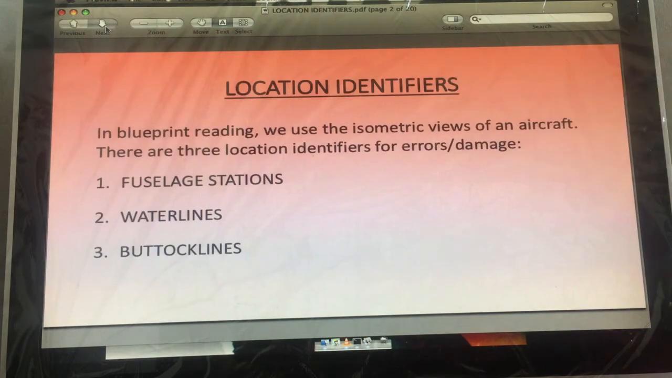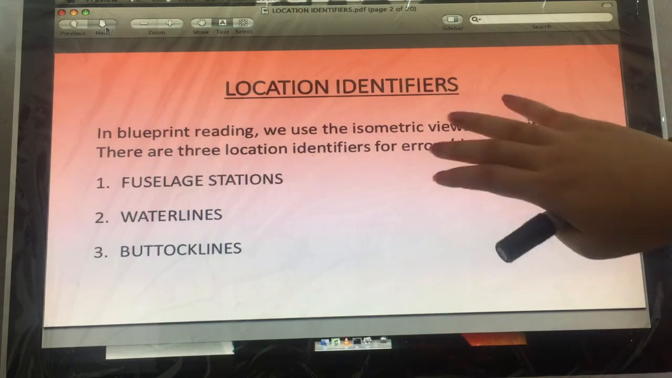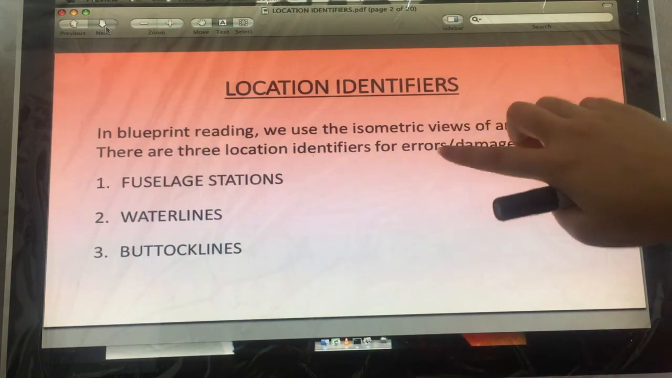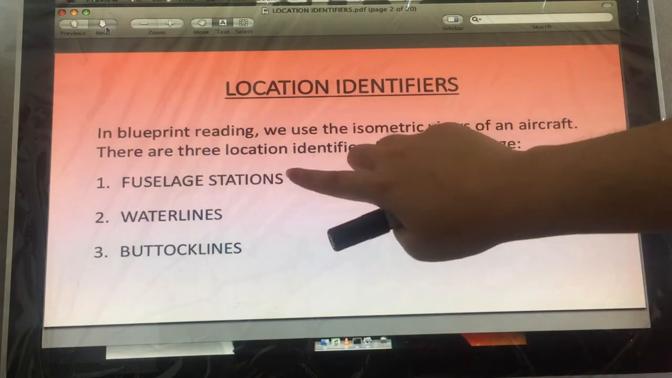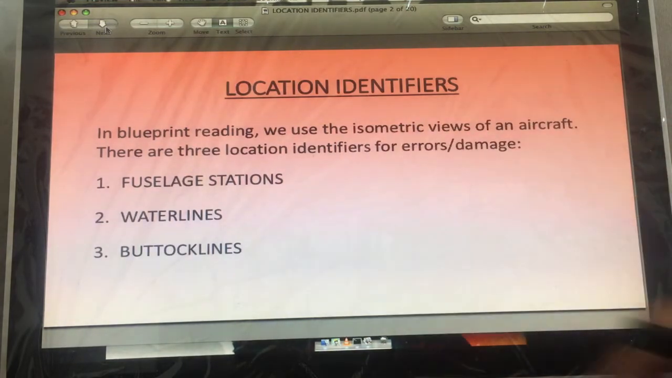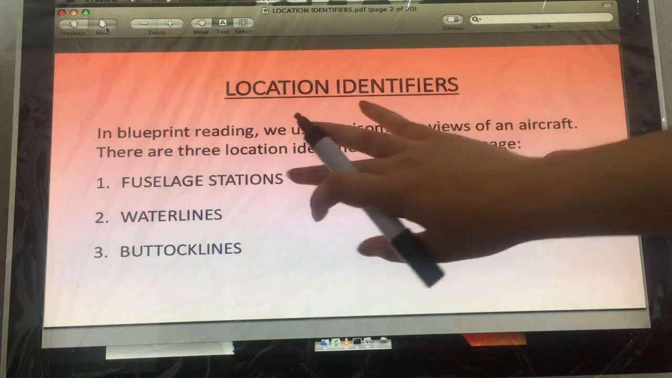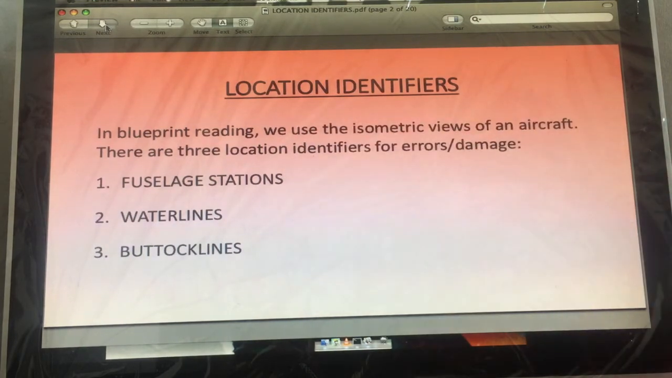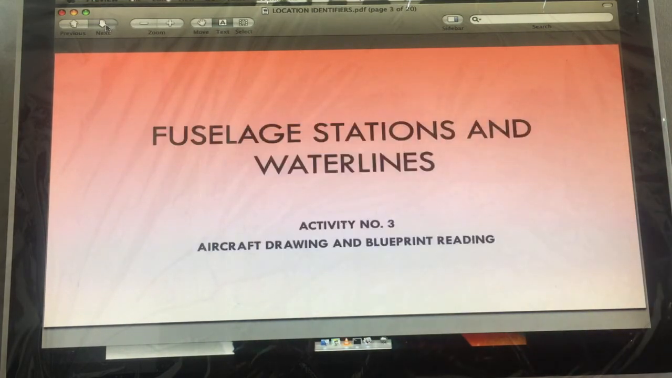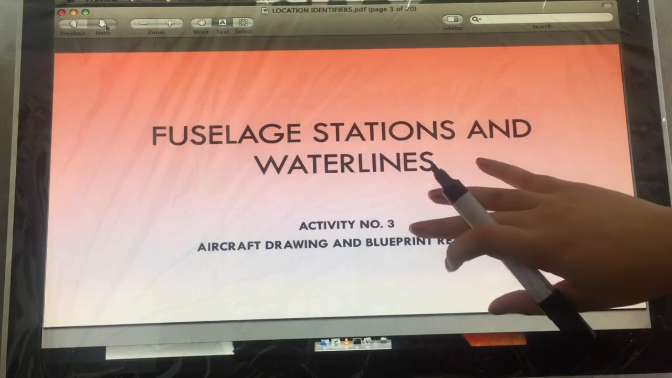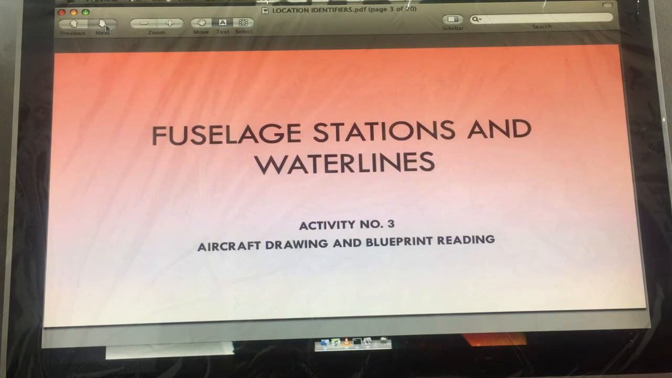So, location identifiers, we use isometric views of an aircraft to determine the location of the damage, or what we call here as errors. We have 3: fuselage stations, water lines, and buttock lines. We'll discuss these one by one. Fuselage stations and water lines go together because we use the same view of the aircraft, which is the right side view. This is actually activity number 3.